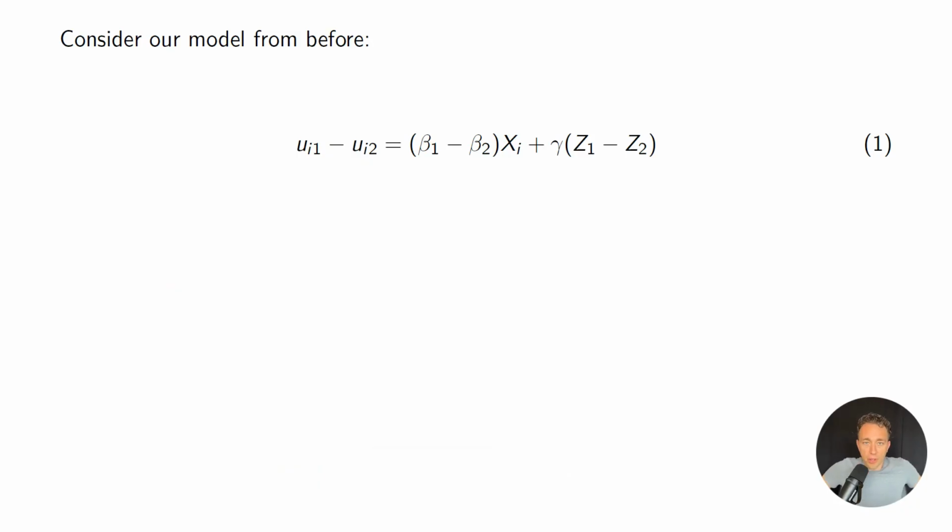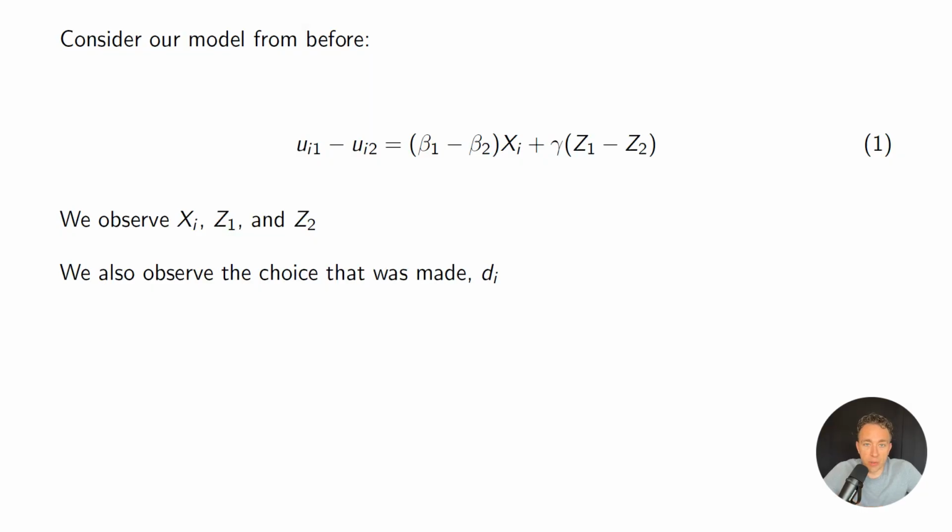So let's consider the model that we had before with differenced u's as a function of differenced betas and x, and then gamma times differenced z's. The things that we can observe in this equation are x, z1, and z2. Another piece of information that we would have in our data is the actual decision that was made. So did the decision maker in this case choose option 1 or option 2? And we're going to call that di.